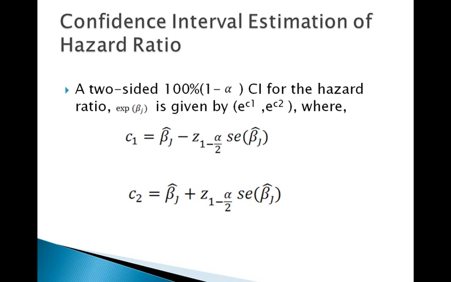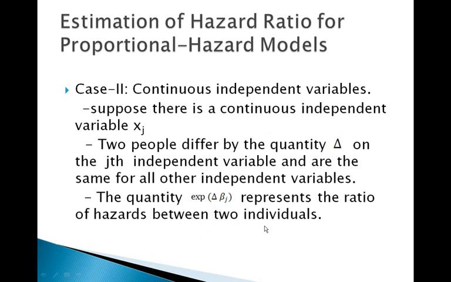So we can also calculate a confidence interval for the hazard ratio, and this is done in the following way. We exponentiate c sub 1 and c sub 2 for the upper and lower bounds of the confidence interval, and c sub 1 and c sub 2 are simply the point estimate plus or minus the z critical value times the standard error for the point estimate.